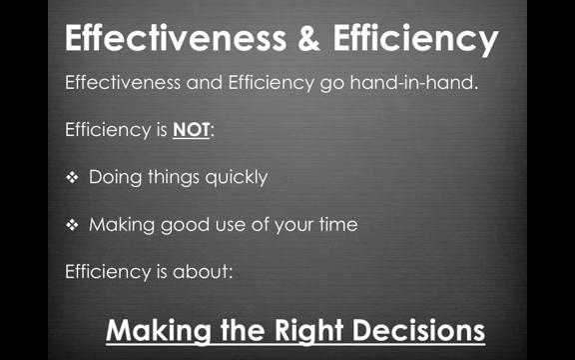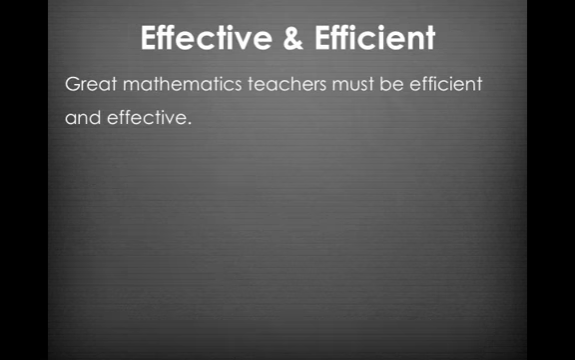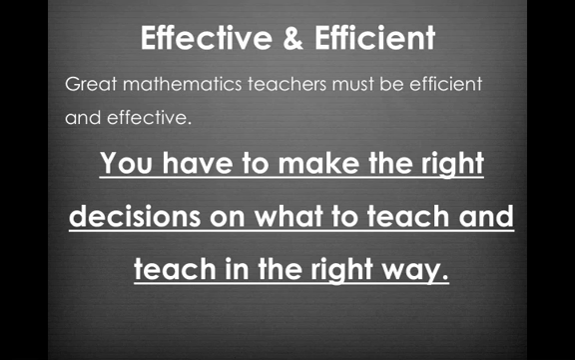Efficiency is truly about making right decisions. If you see people that are efficient, it's because they make the right decisions about how they spend their time, and they make the right decisions so it seems like they're doing things quickly. Efficient people make the right decisions. And they go hand in hand: great math teachers, at least the ones that I've seen and I've had and I know, are effective and efficient. They do the right things and they do things in the right way. They make good decisions about what they do with their students, and then they instruct them and implement those things in ways that meet the needs of their students.